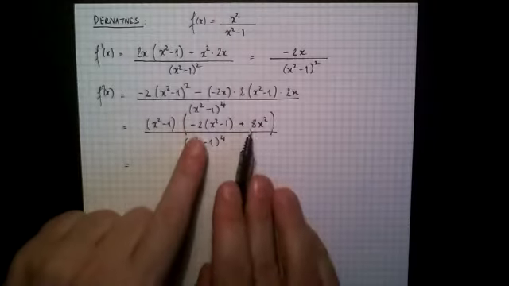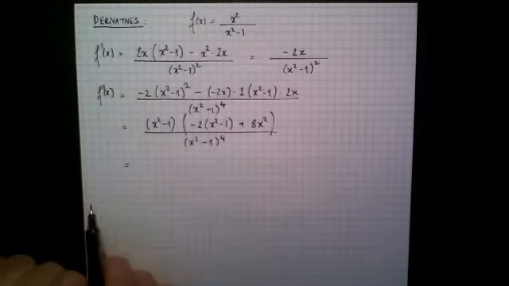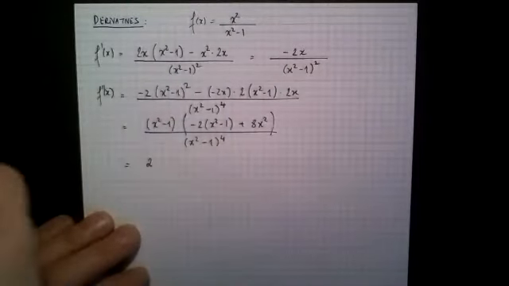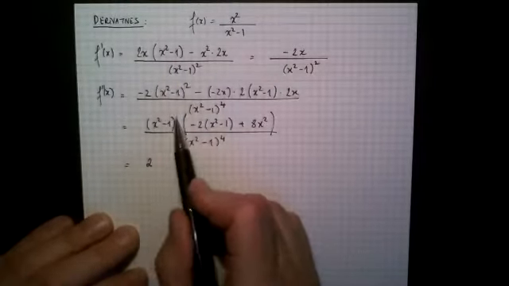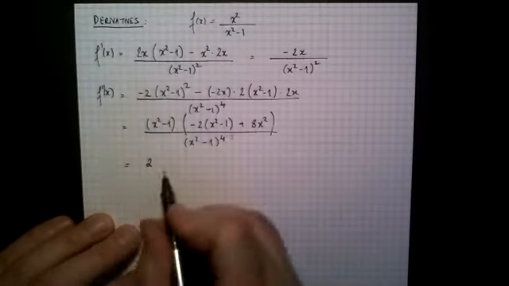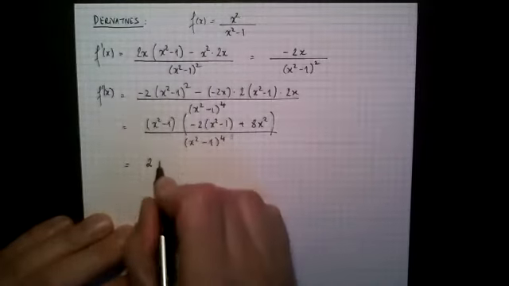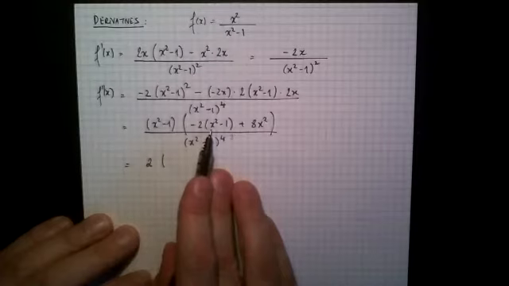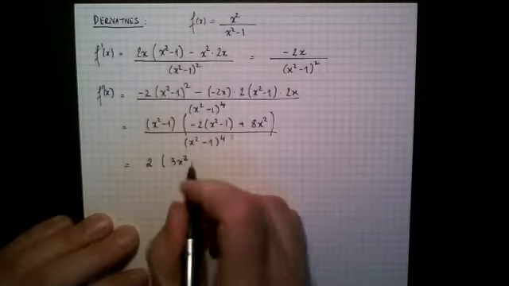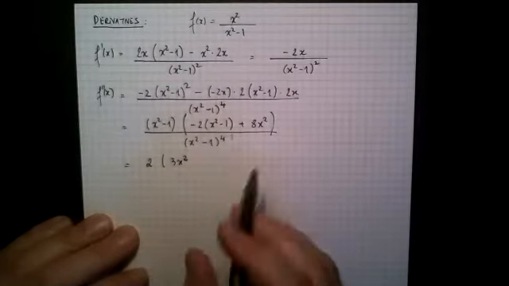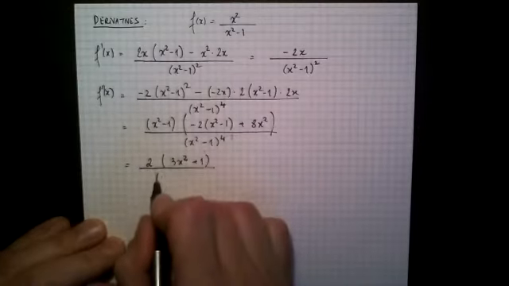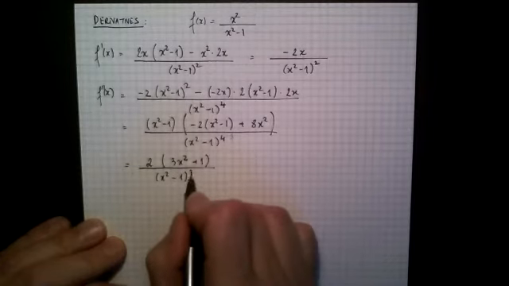Okay, I'm going to pull out a 2 here. Actually, I could even simplify one of these. Okay, and pull out a 2 from the inside. So what's left here? Negative x squared plus 4x squared is 3x squared. And then -1 times -1 is +1. And all this over the bottom, which is x squared minus 1 to the power 3.